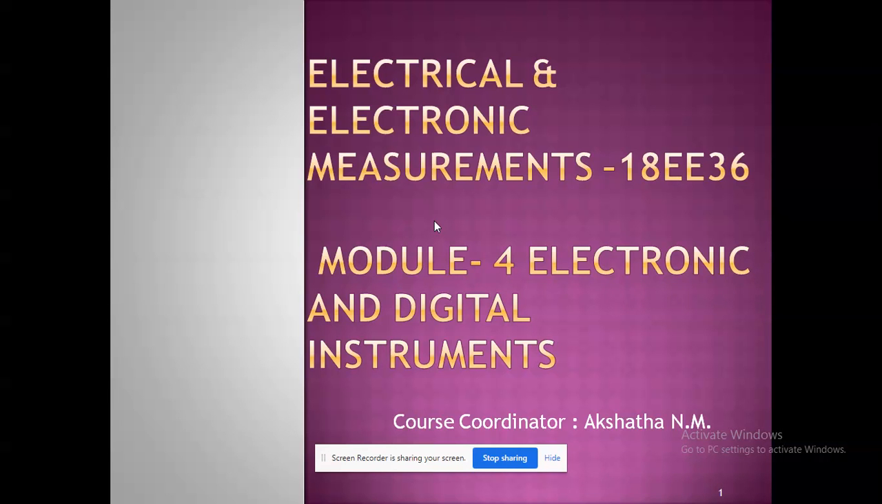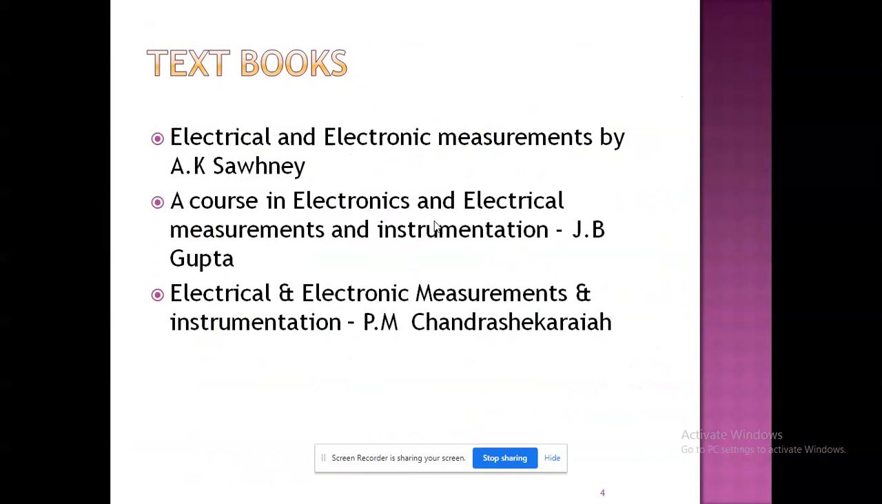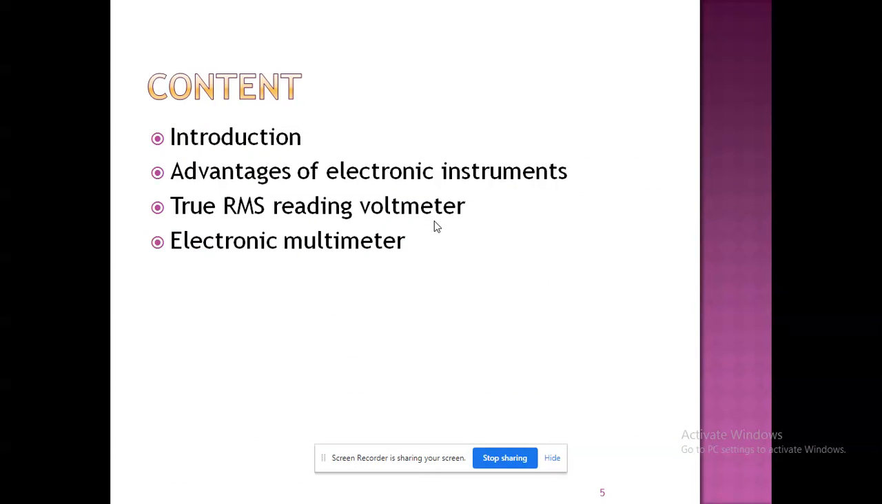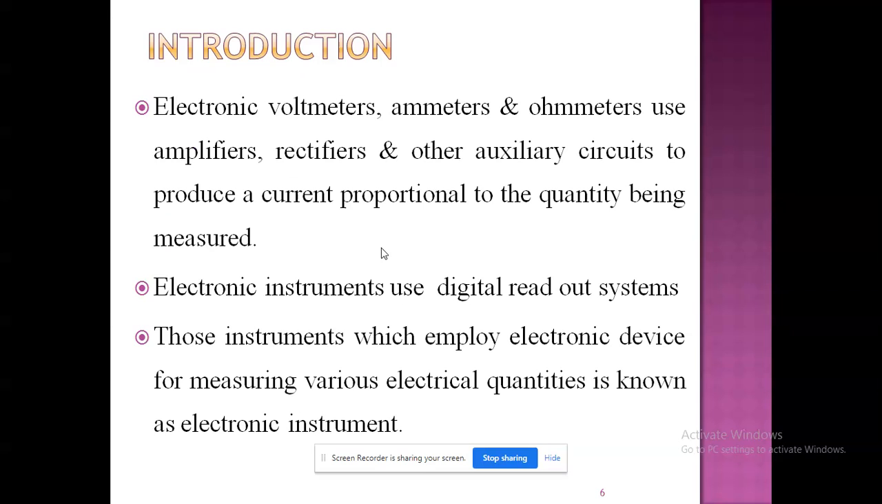Hello everyone, welcome to the video lecture on Module 4, Electronic and Digital Instrument. In this lecture, we shall discuss introduction to the electronic instrument, advantages of electronic instrument when compared to an analog instrument, block diagram and working of true RMS reading voltmeter, block diagram and the working of electronic multimeter. Let us see the introduction.